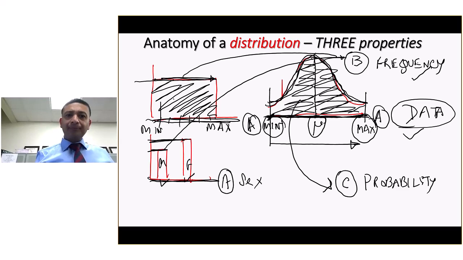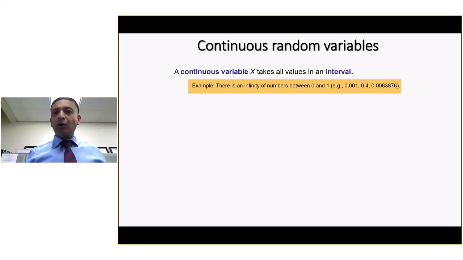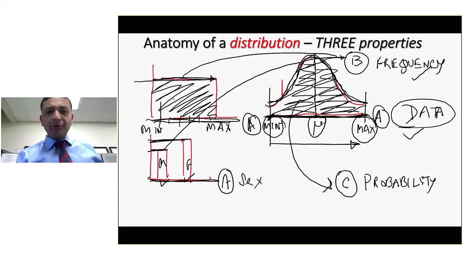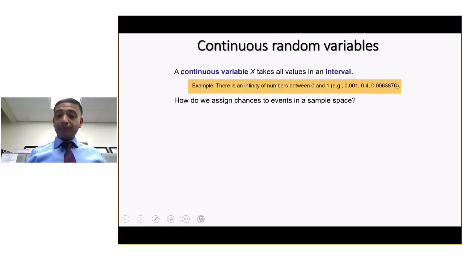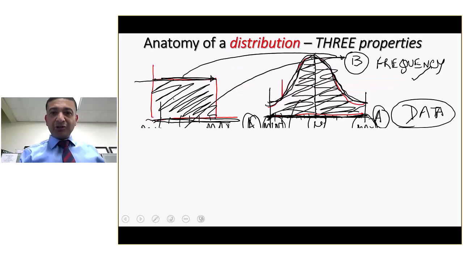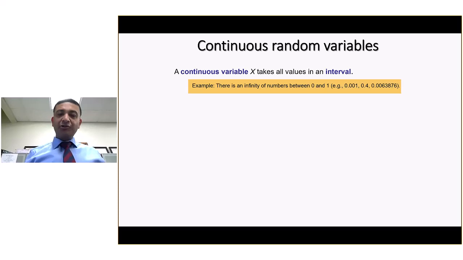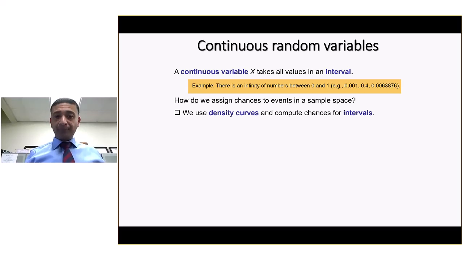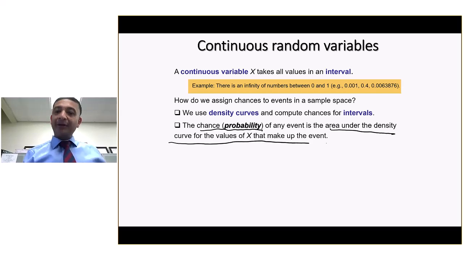So with that backdrop, let's look into the idea of continuous random variables. So a continuous variable x takes all values in the interval, which basically means that it can take in as many possible values as it can between this min and the max value. How do we assign chances to events in a sample space? If this is your sample space, 100%, how do you assign your chances? We use density curves and compute chances for intervals. Okay, the chance, or the probability in this case, is the area under the density curve for the values of x that make up the event.